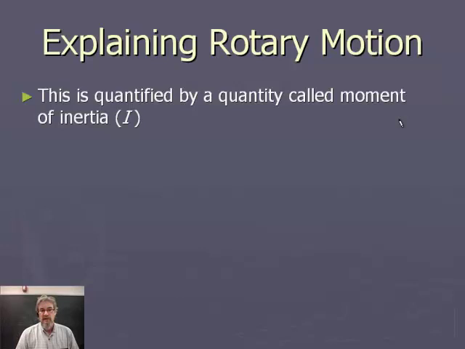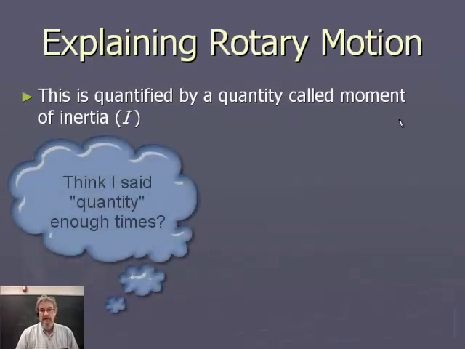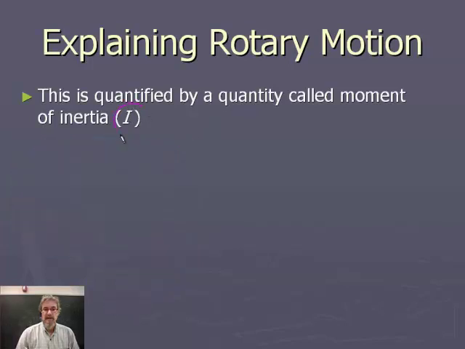Here's how we quantify that. We quantify that with a quantity that's called the moment of inertia. Moment of inertia is abbreviated capital I, and it's going to be different depending on how the mass is distributed in a rotating object. So we're going to have a different I for every different type of device. We'll look at some I's for some simple devices here.